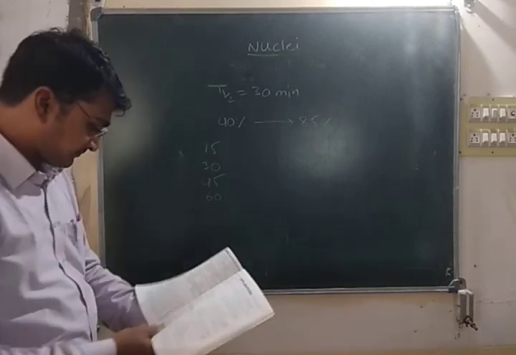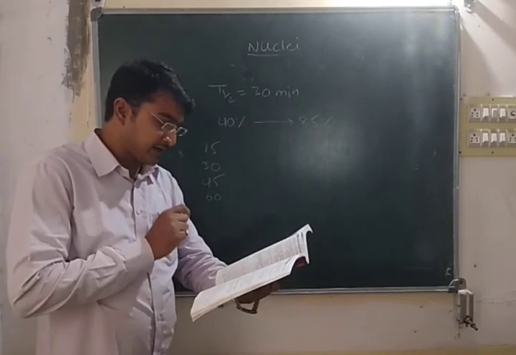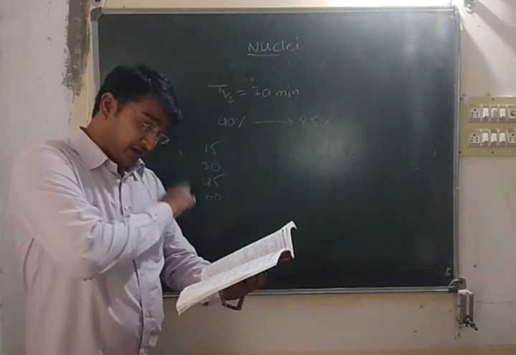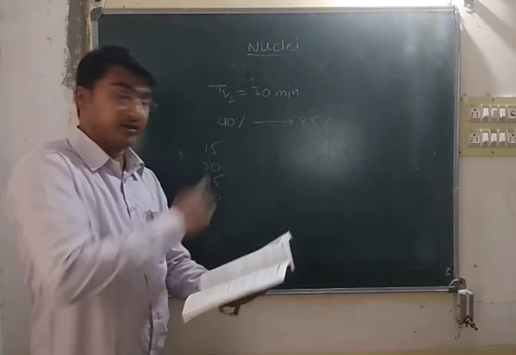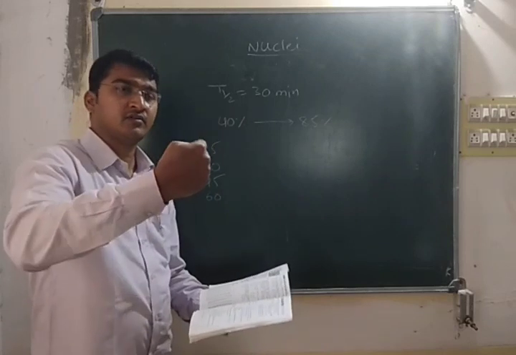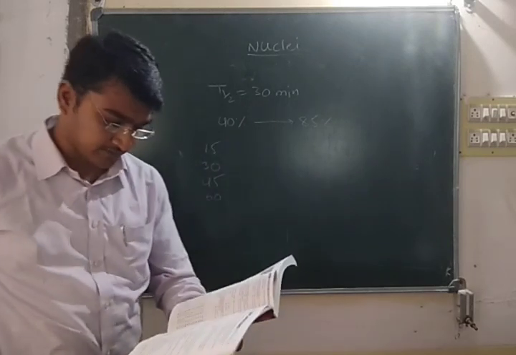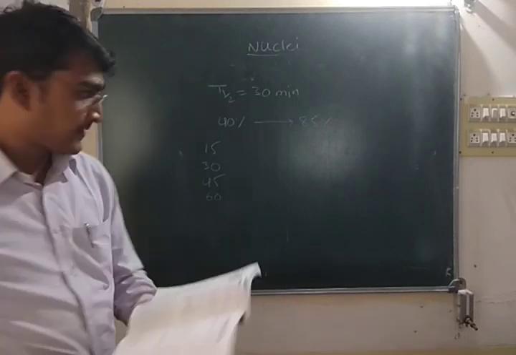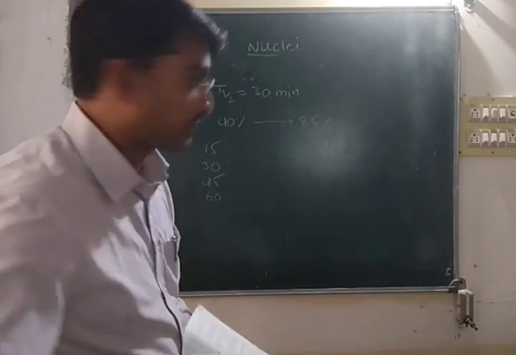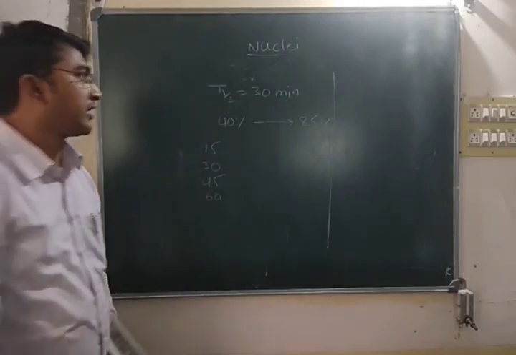I'll read the question again. The half-life of a radioactive substance is 30 minutes. The time taken between 40% decay to 85% decay. We know that 100 goes to 50, 50 goes to 25. But between 40 and 85, how do we find it? In this case, it is simple mathematics.